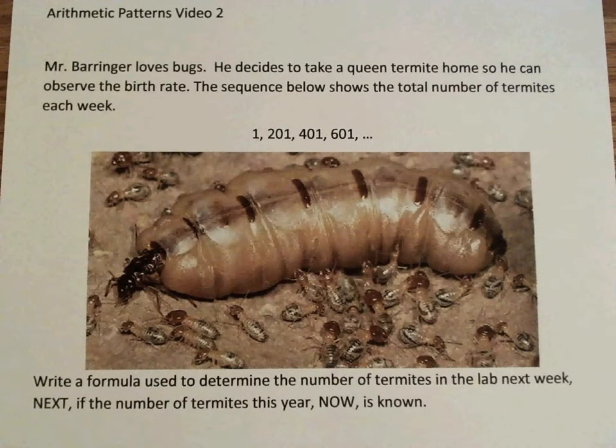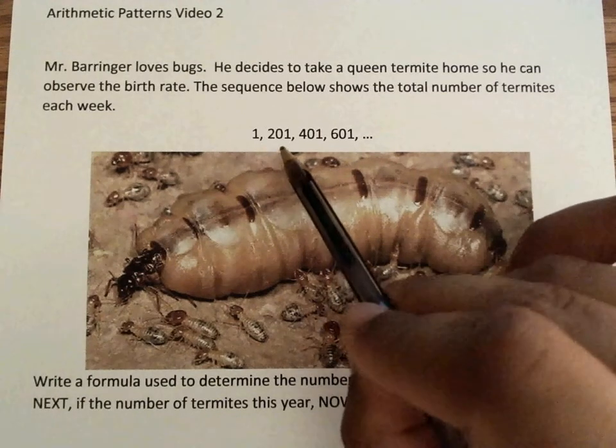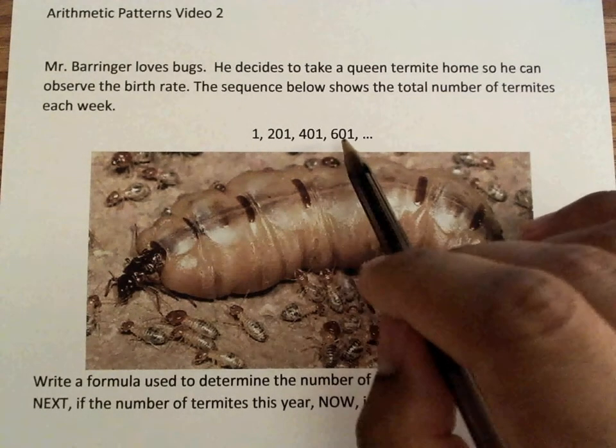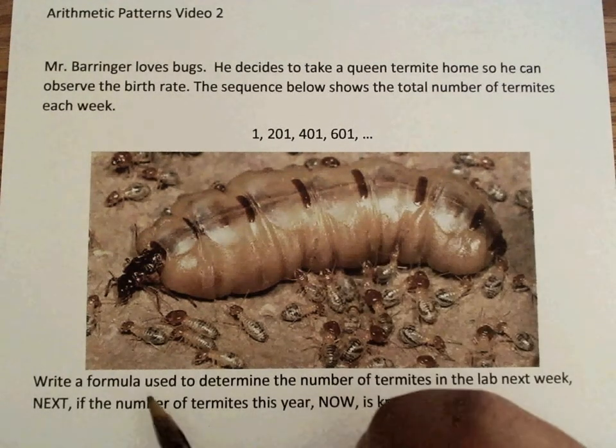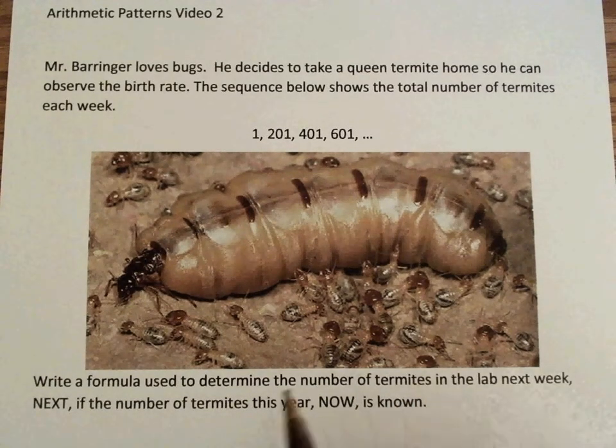It says Mr. Behringer loves bugs. He actually decided to take a queen termite home so he could observe the birth rate. The sequence below shows the total number of termites each week that he counted. So of course the first week was just the queen. After 1 week it produced 201 that were in the little cage he had, and then the next week 401, and then 601. And they ask us to write a formula used to determine the number of termites in the lab next week, which represents next, if the number of termites this year now is known. So they're just asking us to write the next equal now.